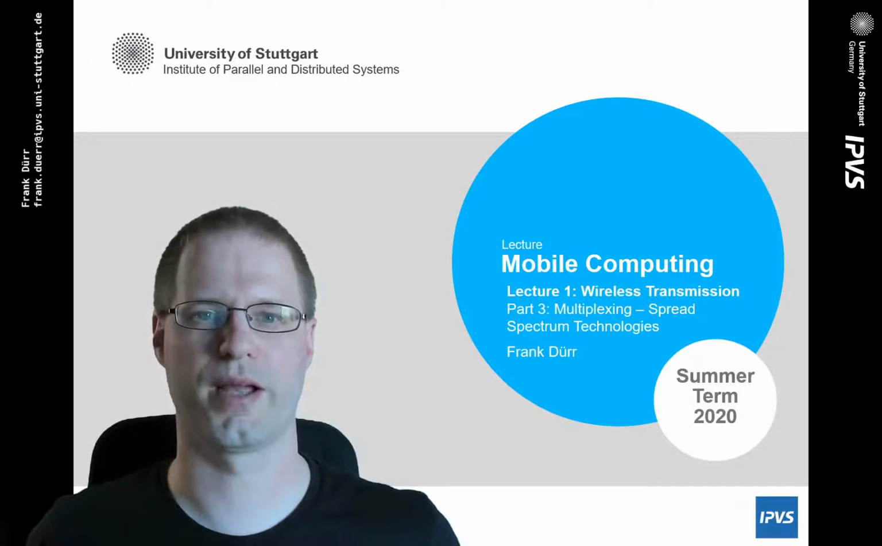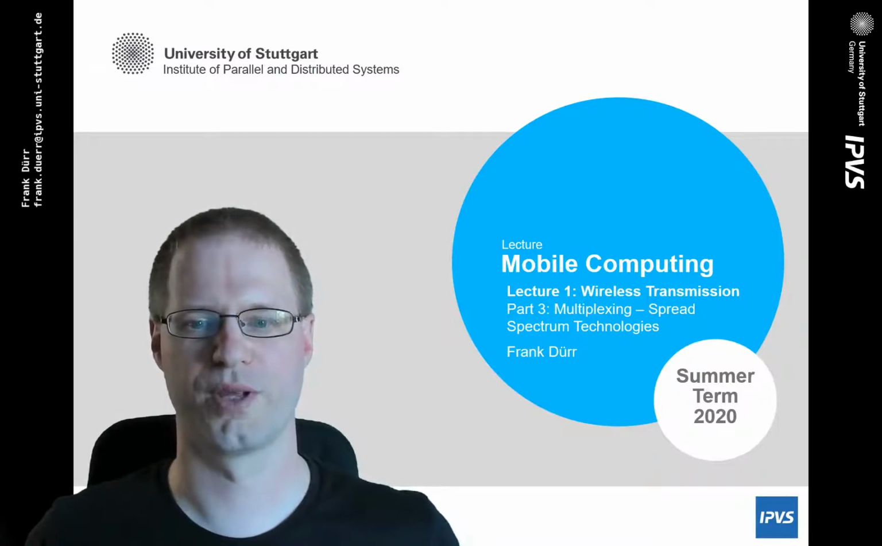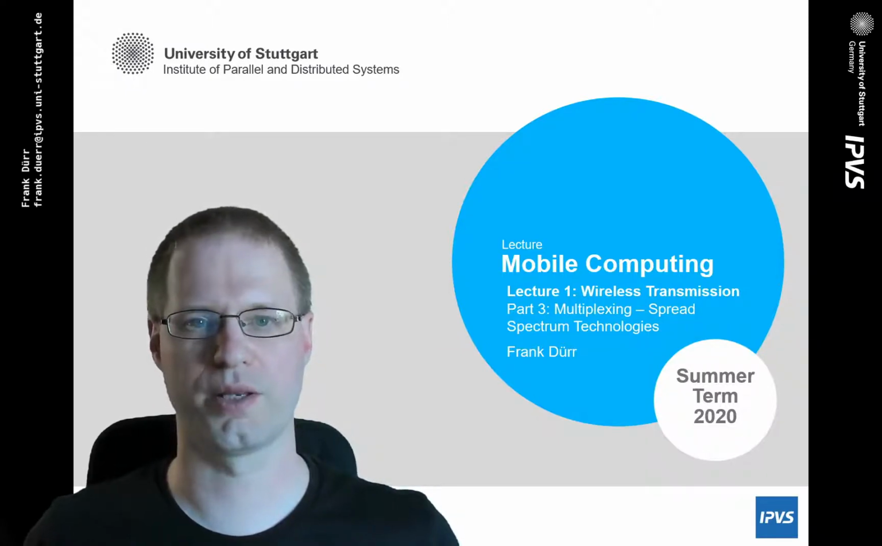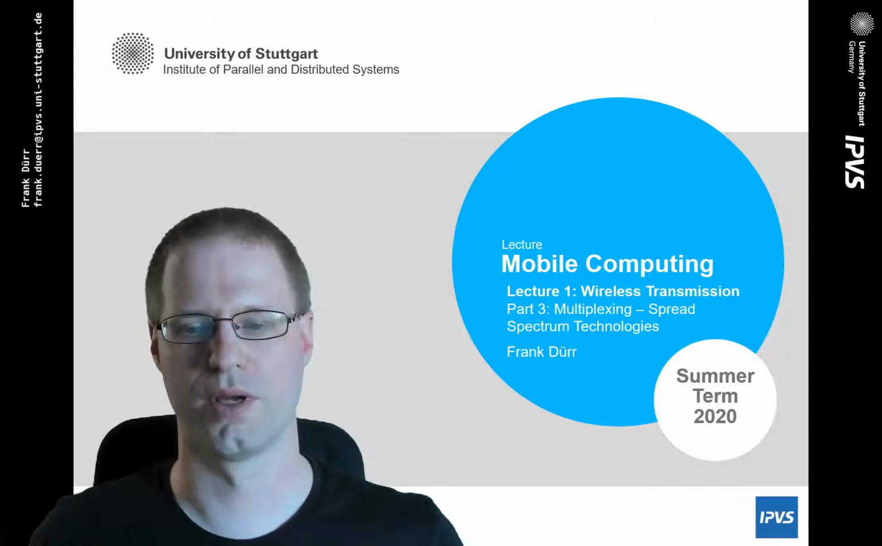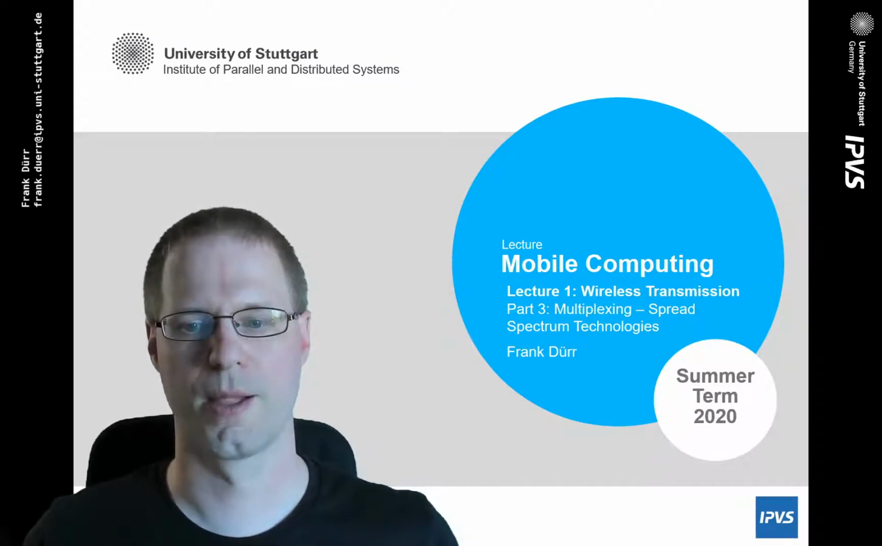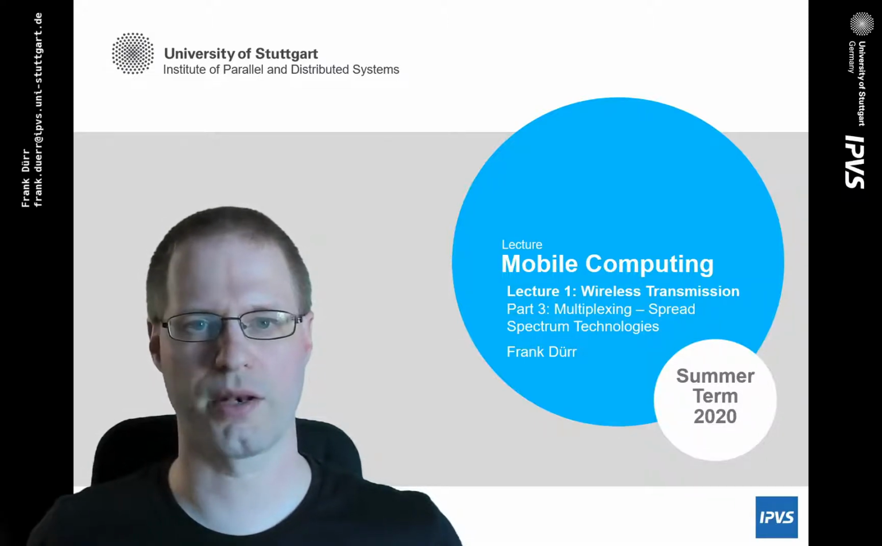Okay, so welcome back again to the lecture on mobile computing. Last time we discussed basic multiplexing techniques. We have a shared wireless medium, and we want to multiplex several senders who want to send concurrently onto it. We discussed time division multiplexing, space division multiplexing, and frequency division multiplexing, and also quickly code division multiplexing. This is where we ended last time.